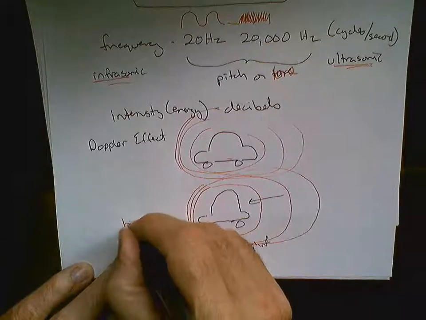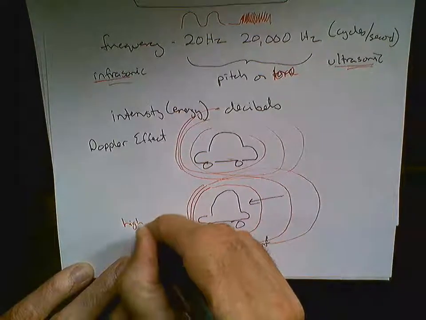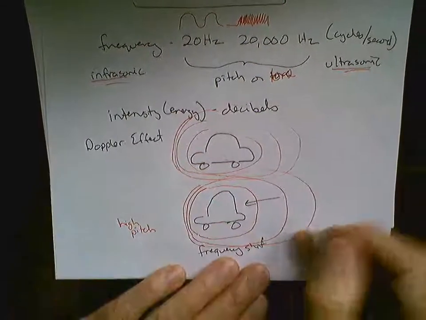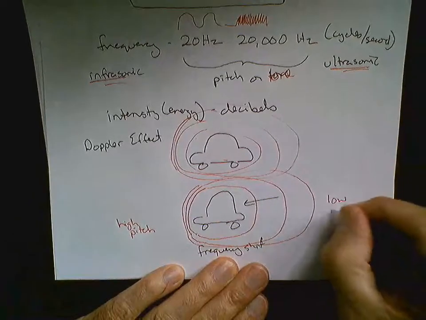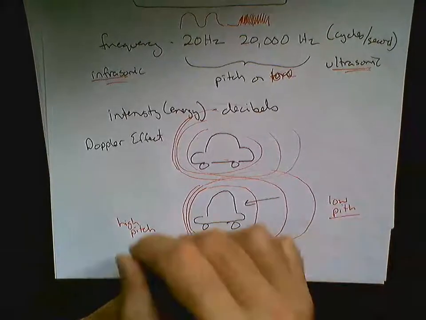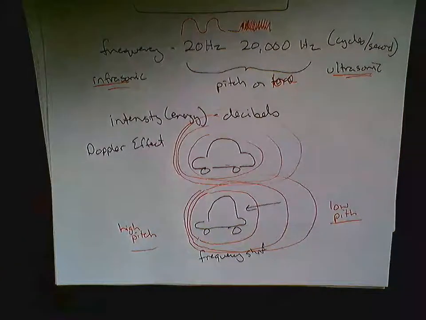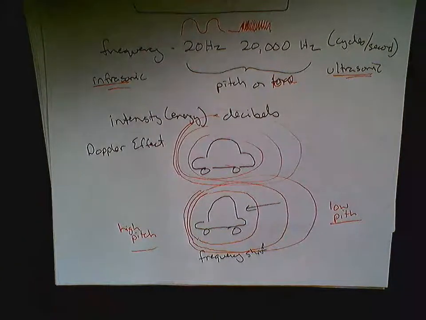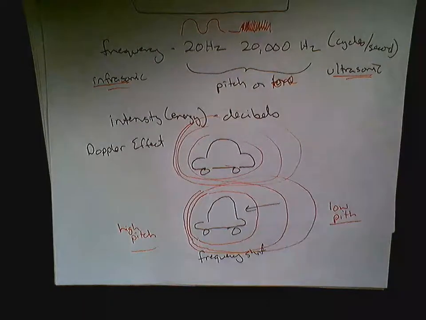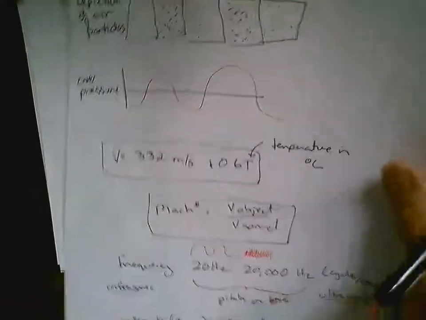So it will start with a high pitch, so that's what you'll hear as a car comes towards you, and it will go to a low pitch as it goes away from you. So the Doppler effect is the effect of sound when a car is either approaching you or going past you. Go outside, go near a freeway especially, you can hear this Doppler effect.